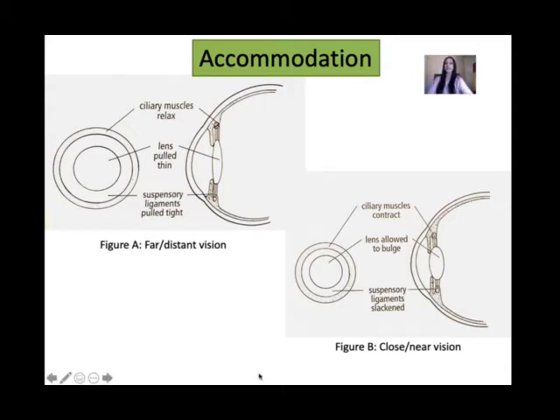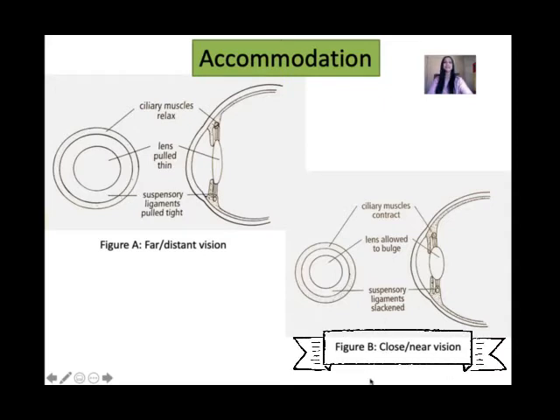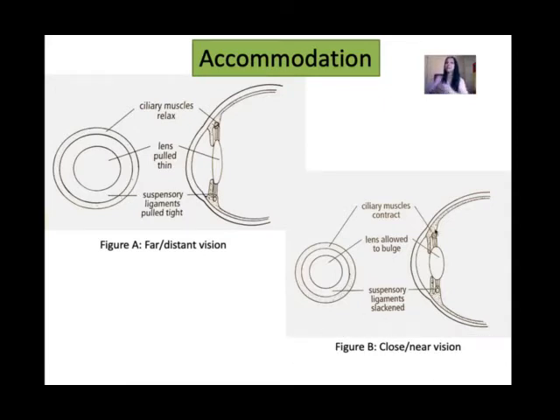If we look at objects near or close to my eye, now my ciliary muscle contracts. And when my ciliary muscle contracts, it means it's going to be pushing itself closer to my lens. And when it pushes itself closer to my lens, what's going to happen to my suspensory ligaments?